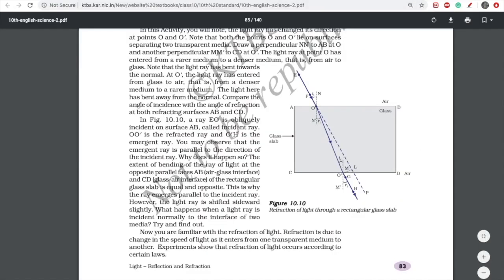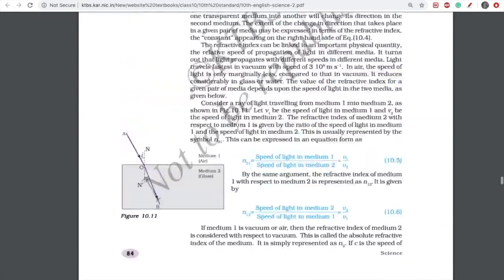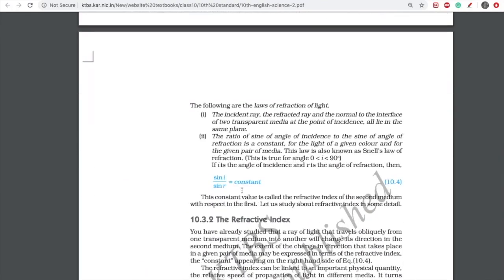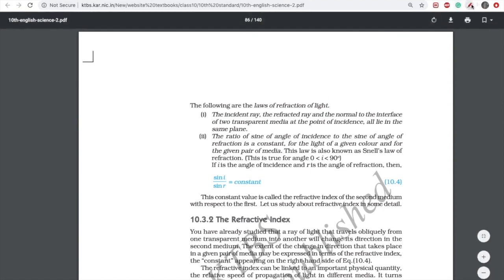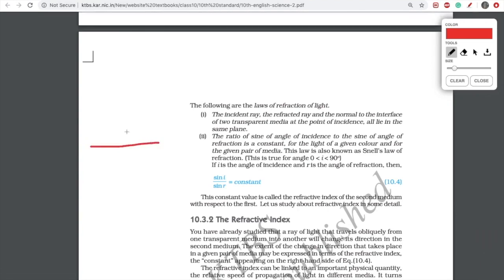Now let us look at the textbook. This constant value is called the refractive index of the second medium with respect to the first medium. In reflection it was very easy because reflection did not depend on the medium, but refraction depends on the medium. If light is going from air to water, it will bend towards the normal. If it is going from water to air, it will bend away from the normal.